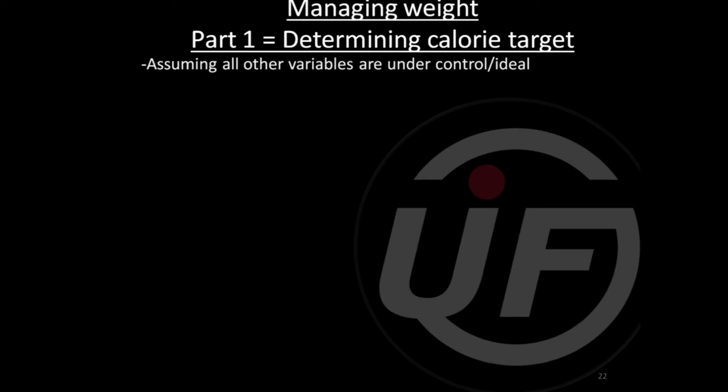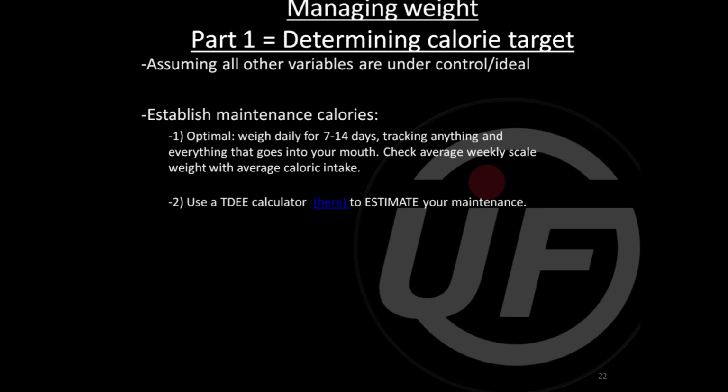Assuming all other variables are under control, and this is why a coach is usually helpful because there are facets to body composition that as a layperson you're not going to know. But assuming all other variables are under control, we want to establish what our maintenance calories are. So there are 2 ways to do this. An optimal way would be to weigh yourself daily for 7 to 14 days while tracking every single thing that touches your lips.